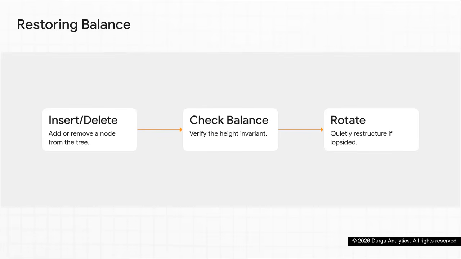Here's the step-by-step logic happening quietly under the hood. First, you insert or delete a value. Second, the tree does some quick bookkeeping to check its balance condition, that invariant we talked about. Third, if it notices a subtree has gotten a bit too lopsided, it quietly performs a rotation to restore balance. It's kind of like an automated background maintenance job, constantly working to ensure your database index never, ever slows down.